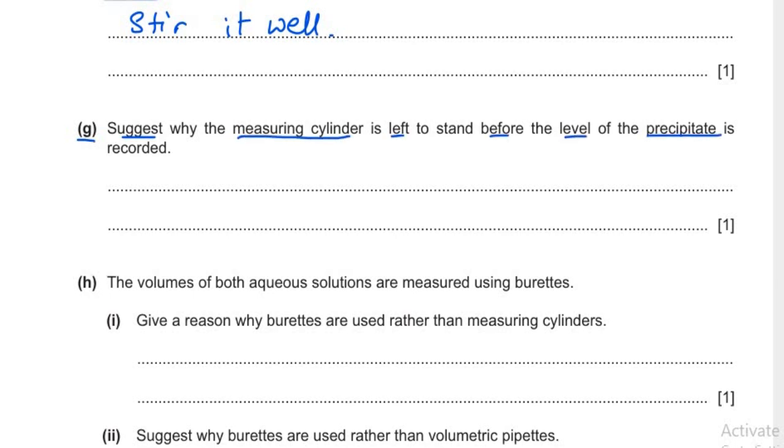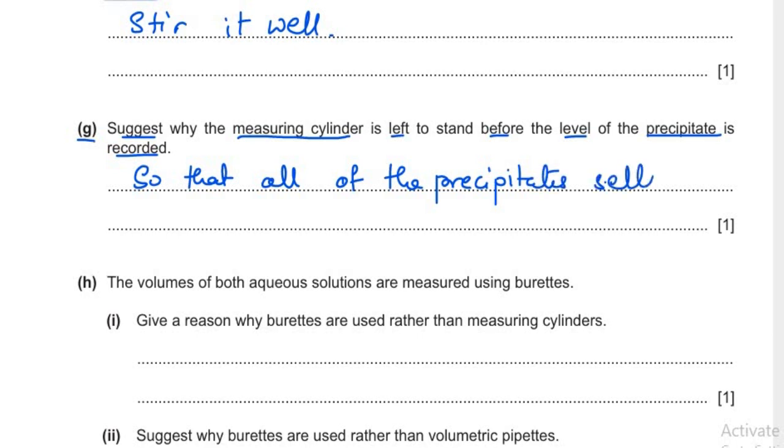Now the G question is suggest why the measuring cylinder is left to stand before the level of the precipitate is recorded, so that all of the precipitates settle down well so that we can measure the level. Let's see H question. The volumes of both the aqueous solutions are measured using burettes.